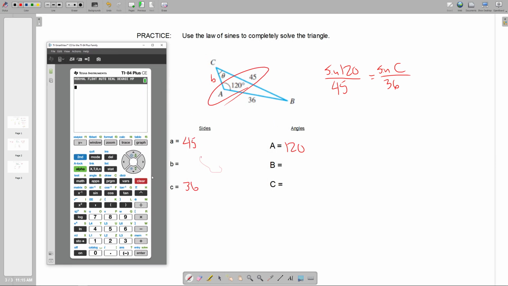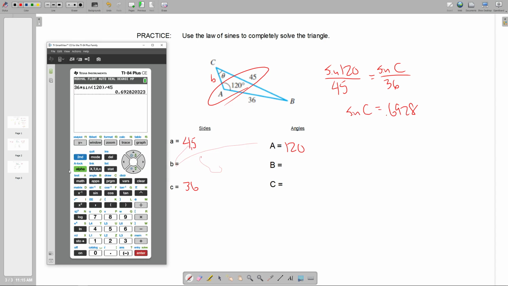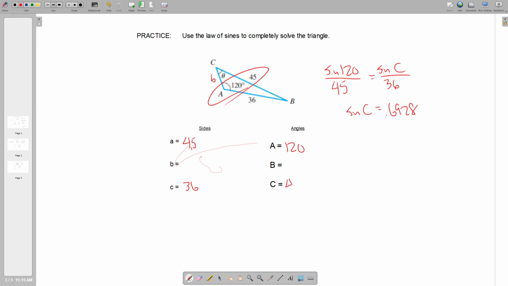Oh, I used the previous line. Sorry. 36 times the sine of 120 divided by 45 is, there we go, 0.6928. So the sine of C is 0.6928. To find actual angle C, you need to then do inverse trig. So inverse sine of that gets you 43, we'll say 9. So big C is 43.9 degrees. I'm having all kinds of technical difficulties here at home, guys.